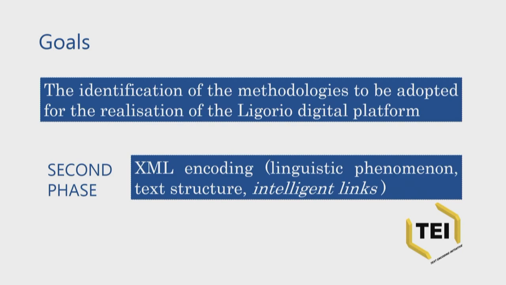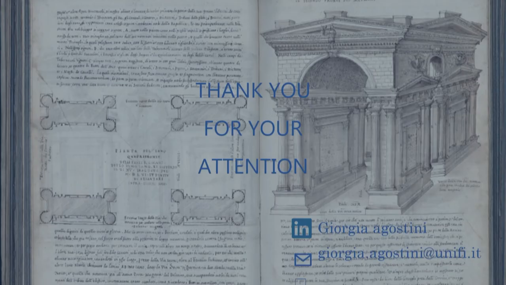But going on, the second phase of the project foresees the XML encoding of the text to highlight the complex structure of the volume and the creation of what we decided to call intelligent links, capable of activating internal and external connections to enhance the complex stratigraphy of antiquarian sources that characterize Ligorio's research. In conclusion, Transkribus has proven to be an effective tool to speed the transcription phase of Ligorio's Encyclopedia, but it will be a valuable tool also for the phases to come. Thank you for your attention.